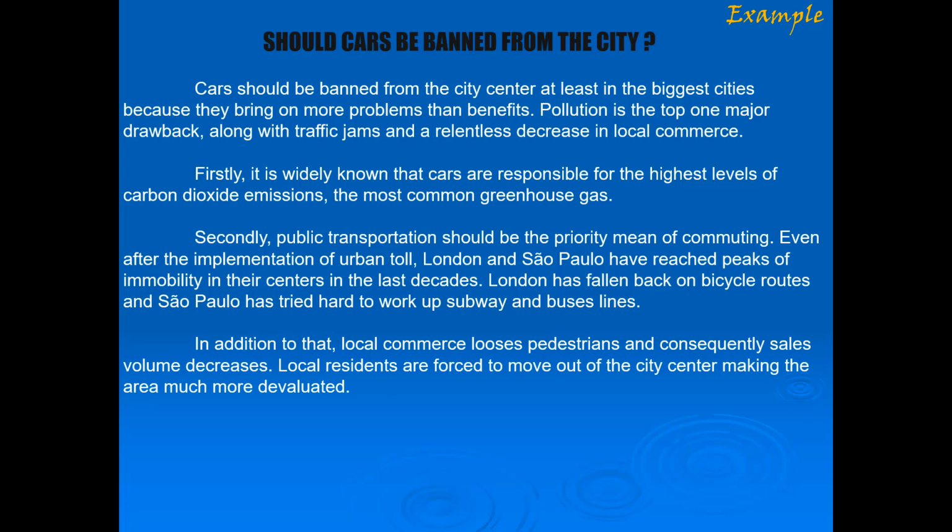In addition to that, local commerce loses pedestrians and consequently sales volume decreases. Local residents are forced to move out of the city center, making the area much more devaluated.